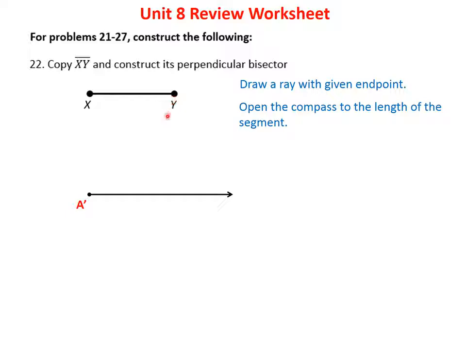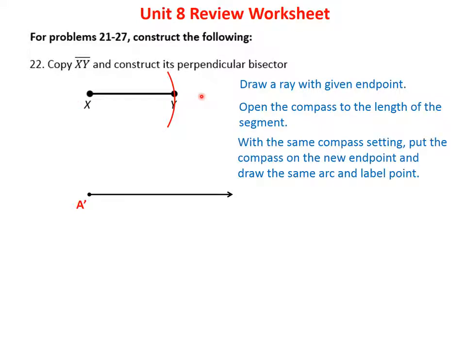So come up and put your compass on X, and then open it up to find how far it is from X to Y. Make a little mark there that indicates the length from X to Y. Now, without changing the compass setting, come down and put it on A, and then reach out and draw the same arc on this ray.